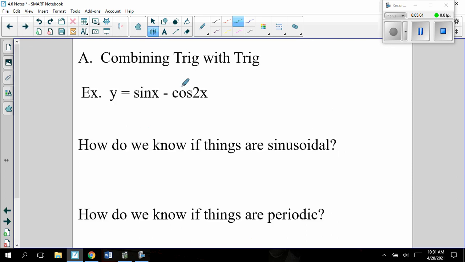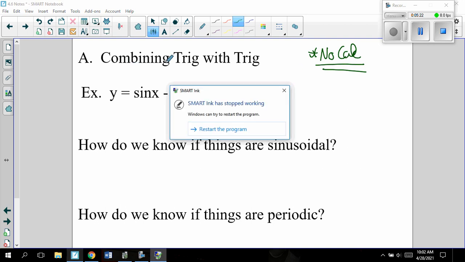Okay, so let's combine some trig with trig and see what we get. This part here is going to be the only part that we talk about today that will be done without a calculator. Everything else, like the one I just made up, was definitely calculator based. This is the only one that's not.